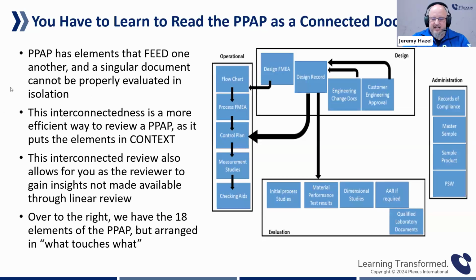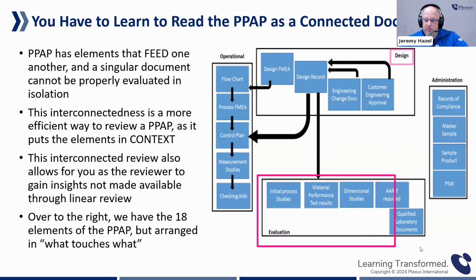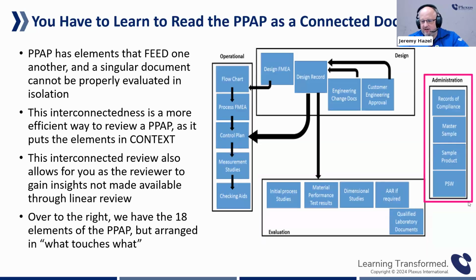Now, everybody out there that's looking at this diagram right now might have a different interpretation of this diagram, and that's completely fine. But I want to show you how this works. If you take the 18 elements of a PPAP and you break them down into smaller chunks, and these are just my chunks, right? You have a different way of seeing the world. I totally respect that. There are operational elements of the PPAP, like what happens when you hit the manufacturing floor. There are design elements of the PPAP. There are evaluation elements of the PPAP. And lastly, there are administrative elements, right?